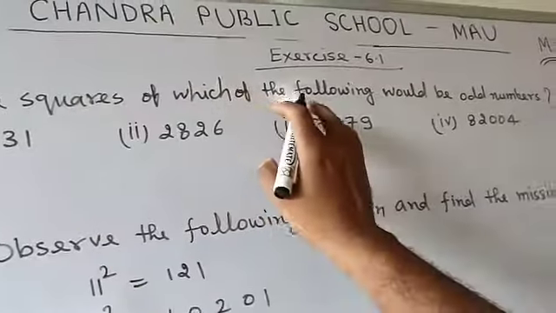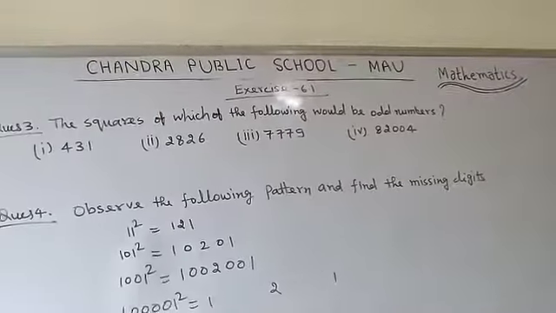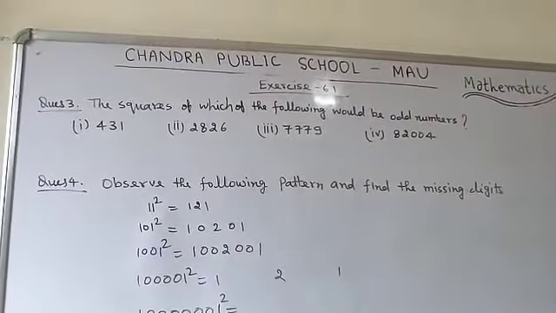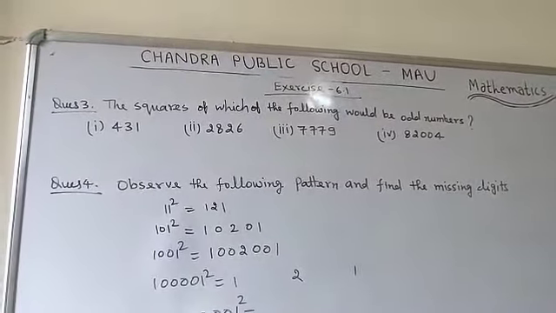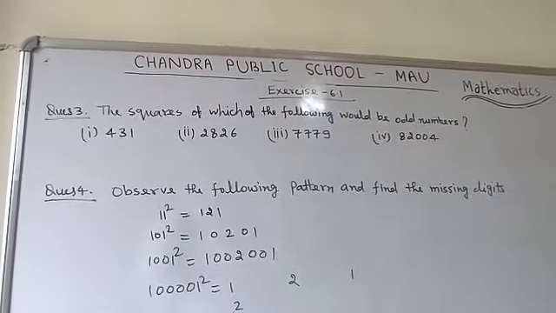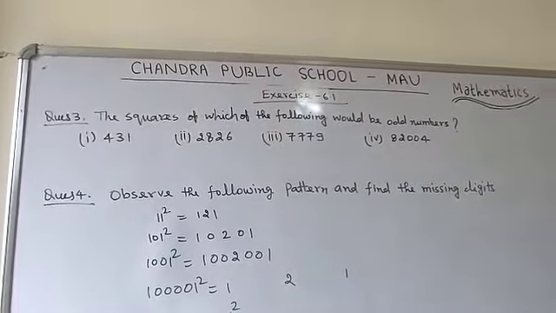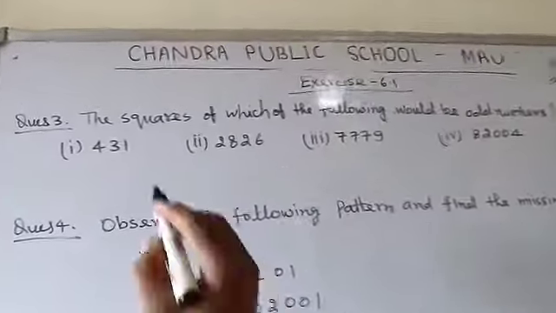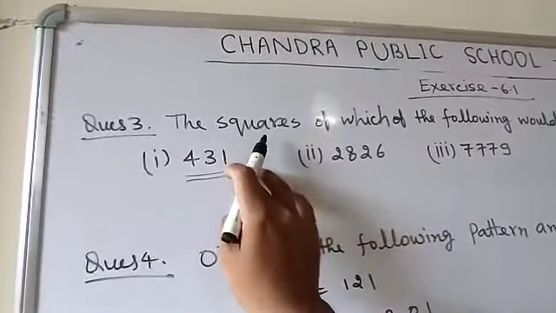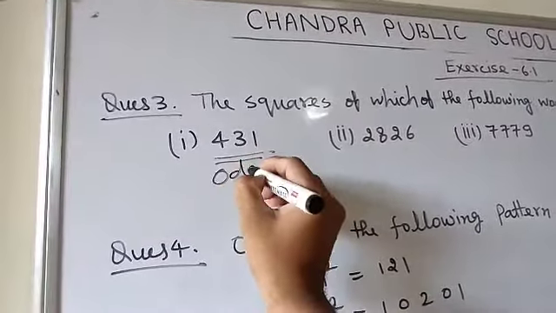The squares of which of the following would be odd numbers. So again, in the previous video I had explained that the square of an odd number is always odd and the square of an even number is even. So 431 is odd, so its square will be odd.